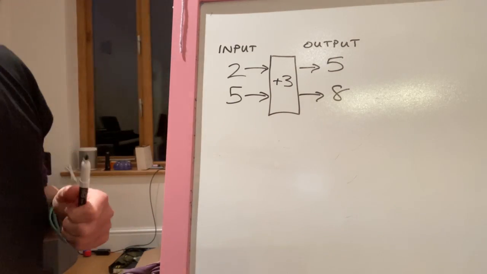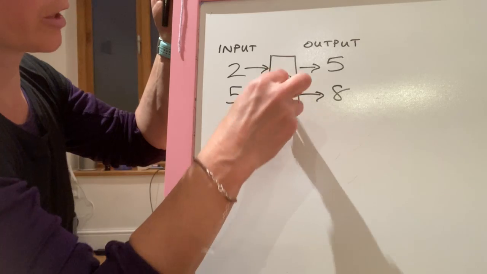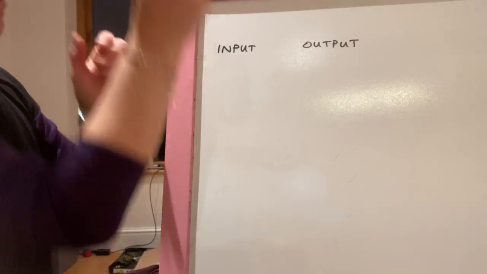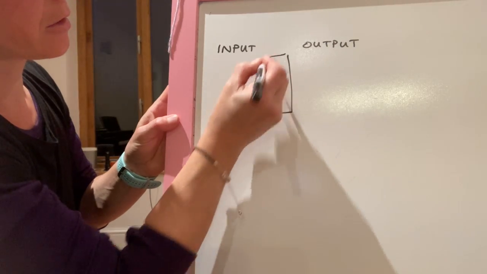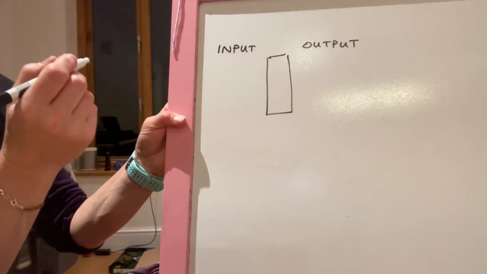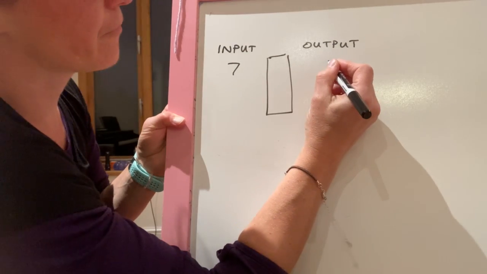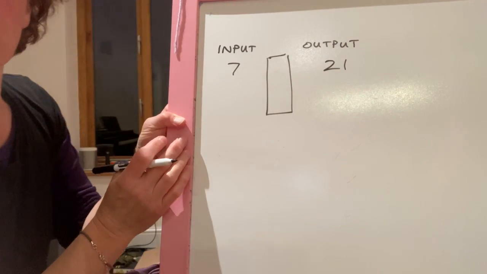Let's try another one. See if you can work out what goes in that middle box. What does this function machine do? So for this one, we have 7 going in and 21 coming out.